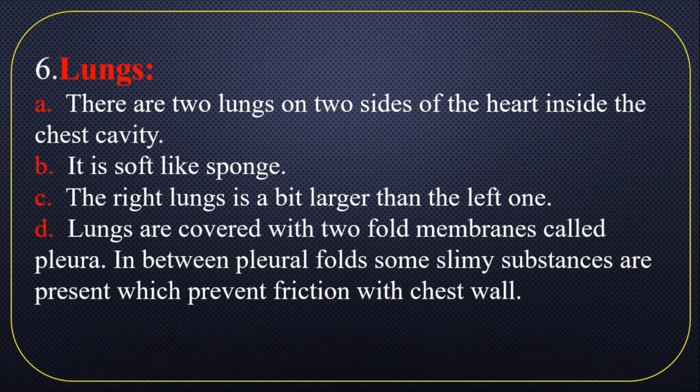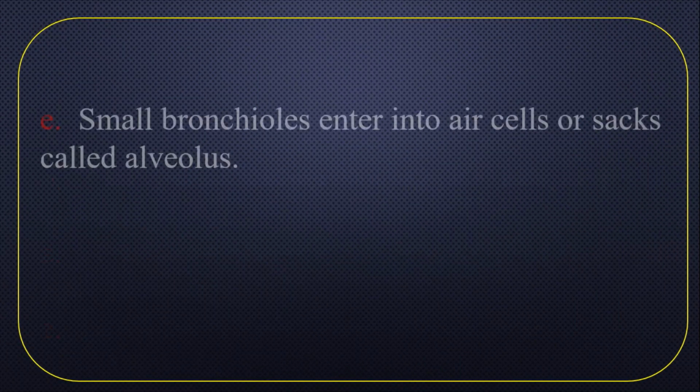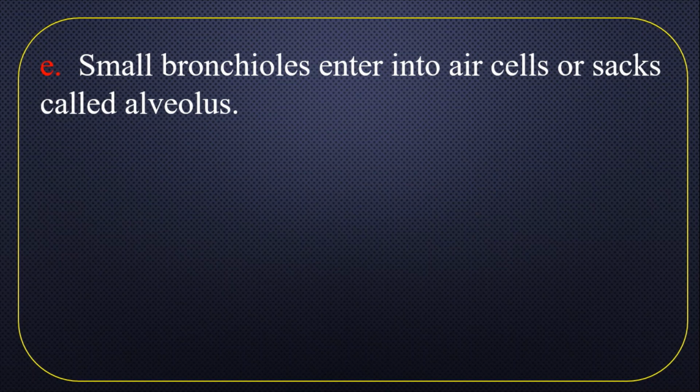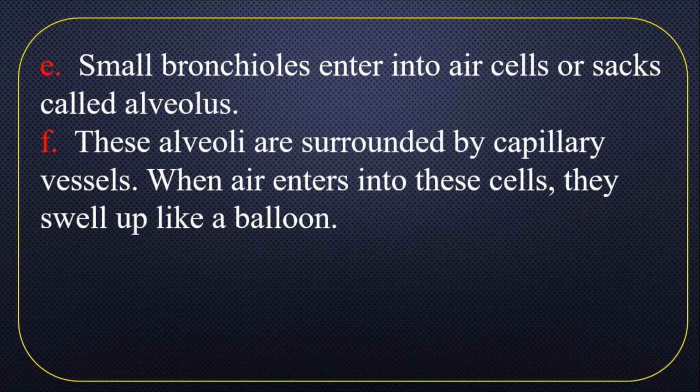Lungs are covered with two-fold membranes called pleura. In between the pleural membranes, some slimy substances are present which prevent friction with the chest wall. Small bronchioles enter into air cells or sacs called alveoli. These alveoli are surrounded by capillary vessels. When air enters into the cells, they swell up like a balloon.